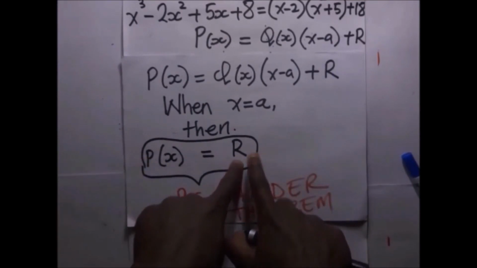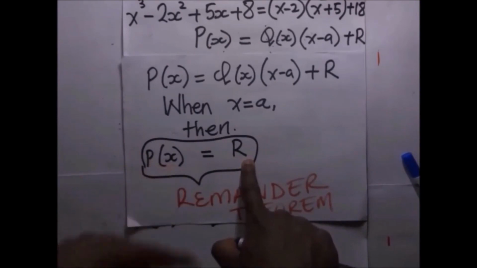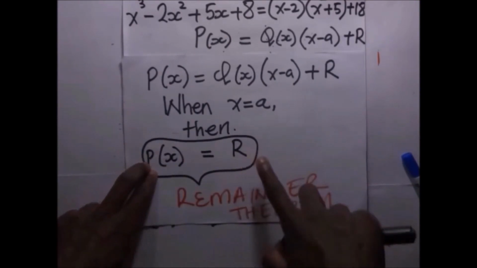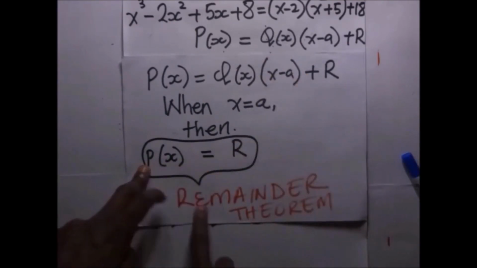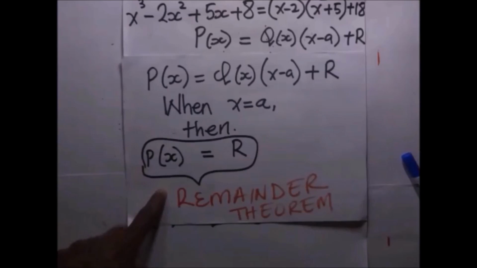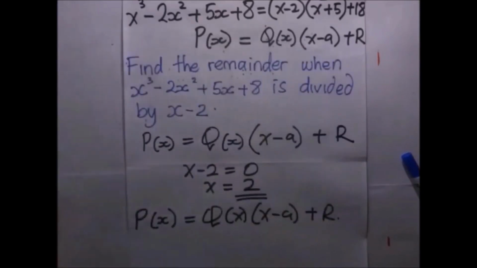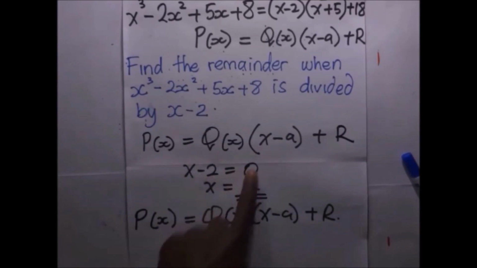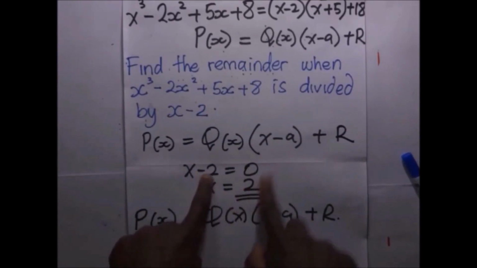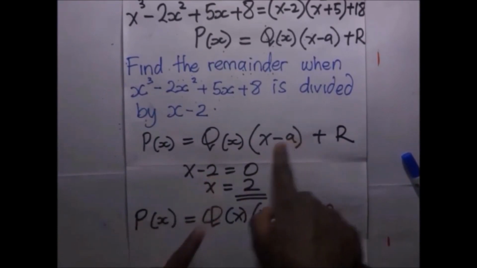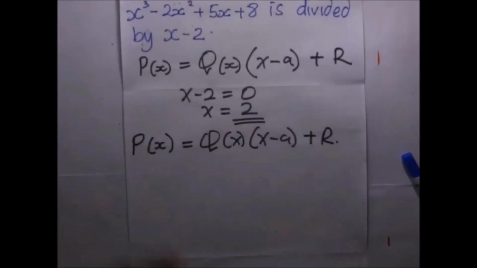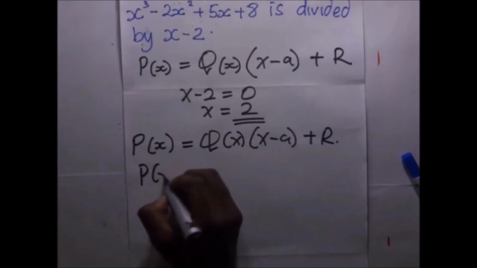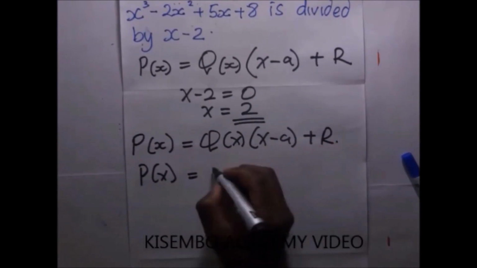And if we want to find the remainder after getting a polynomial and dividing it by a certain divisor, then our value of x should make x minus a, the divisor, equal to 0. So let's do an example to this effect. According to the remainder theorem, x minus 2 is equal to 0, so x is 2. So this whole term is going to die, and according to the remainder theorem, our polynomial p of x will be equal to r.